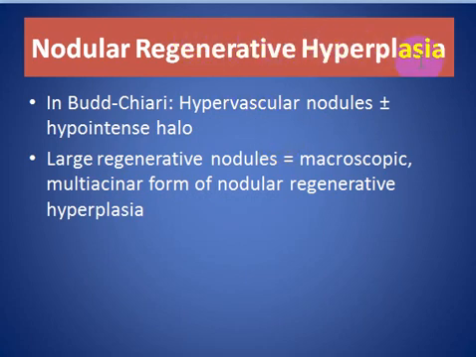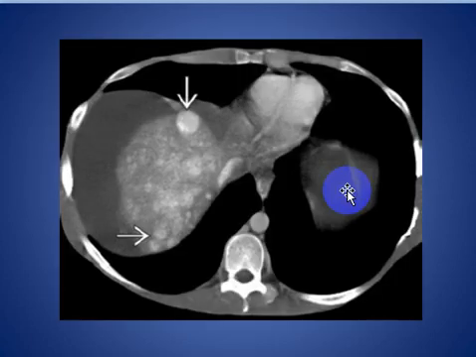Nodular regenerative hyperplasia is seen in Budd-Chiari as a hypervascular nodule plus or minus a hypointense halo. Large regenerative nodules, macroscopic, multi-acinar, from nodular regenerative hyperplasia.